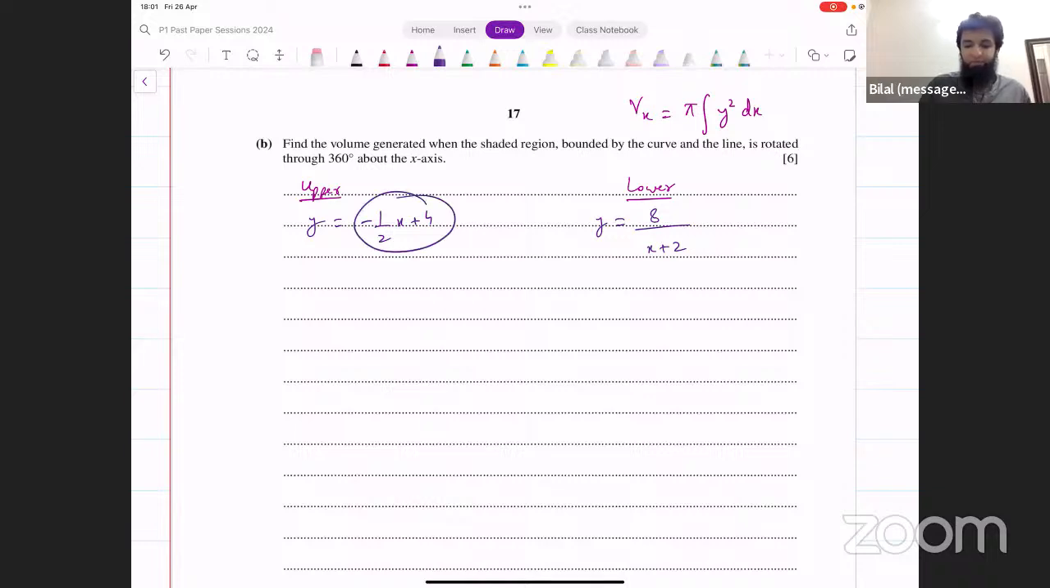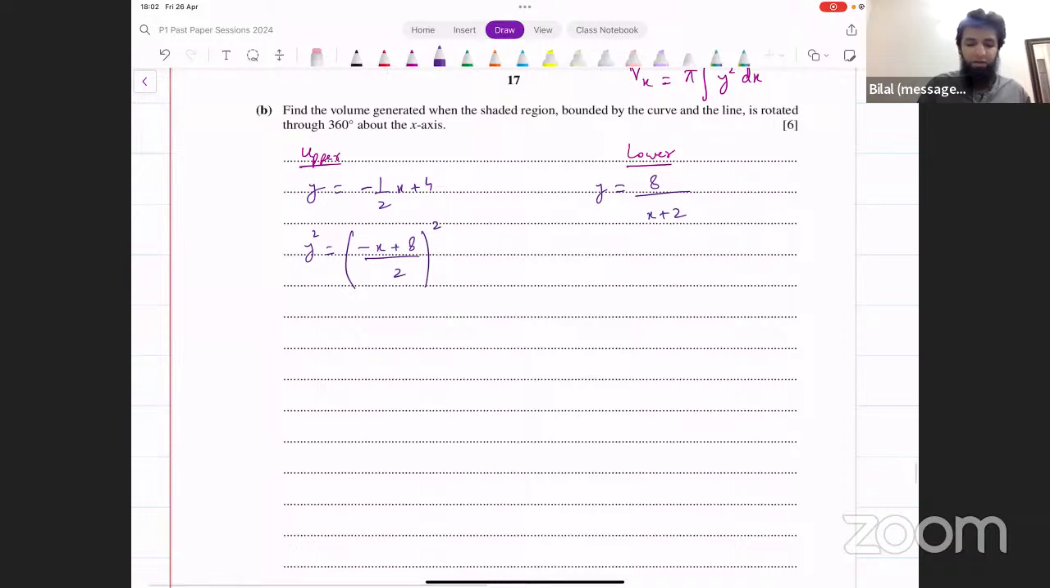Let's square the first one. Now, you can do it directly as well and then use (a plus b) whole squared, and that will work. It will make things slightly easier if you take the LCM first and write it like this, (minus x plus 8) divided by 2, and then square both sides. Now, when we square both sides, it becomes y squared equals (minus x plus 8) whole squared, divided by 2 whole squared. That's what it becomes. Now, let's evaluate this.